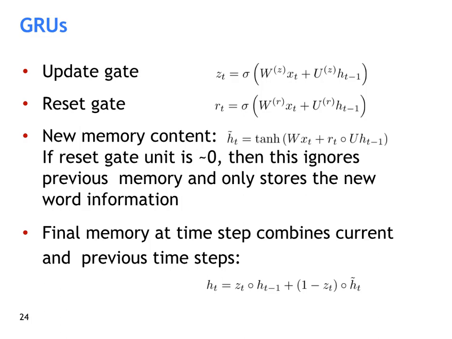The way we calculate it is we do two element-wise multiplications, and we calculate our h_t using the last formula there. The last formula there is really the most important thing for GRU, because you can see if we set z_t to 1, then the formula essentially becomes h_t equals h_{t-1}. This is actually equivalent to copying over the previous memory state to the current memory state.